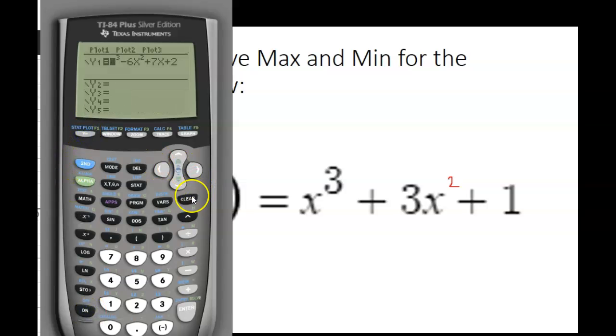So I want to go to my y equals, as always. I'm going to clear out the function that I have in here, and I'll type in the function that they gave me, which is x cubed plus 3x squared plus 1. All right. Then I'll go ahead and hit graph. And I get a nice graph.